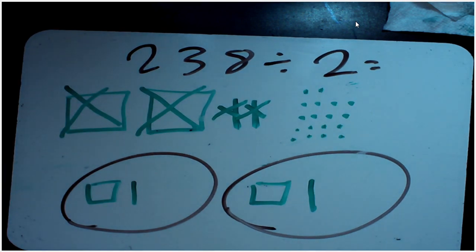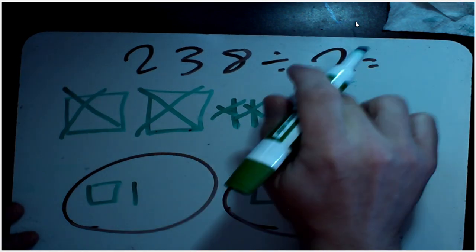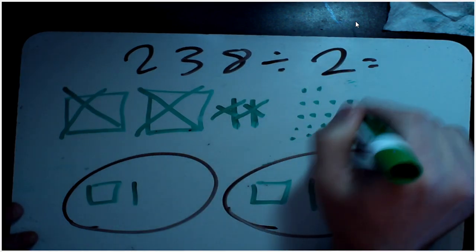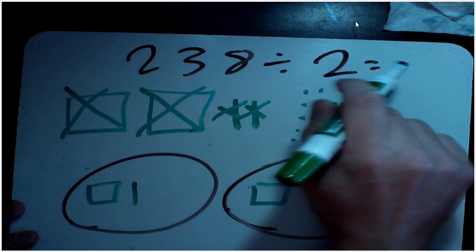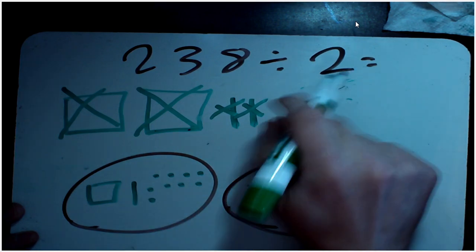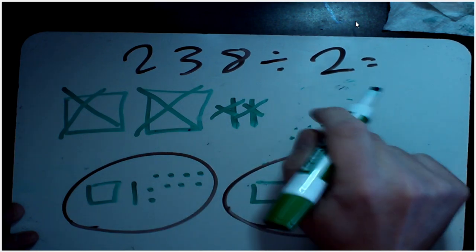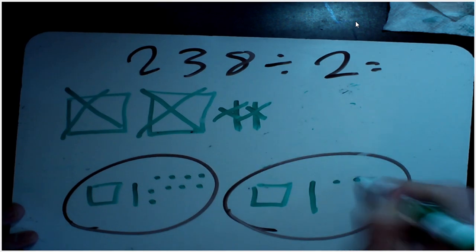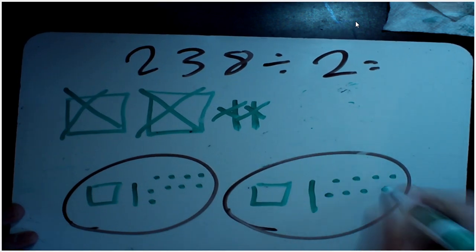Well, I'm a pretty smart guy, and I know mentally that if there's 18, 9 times 2 is 18. So I could put 9 in each one, right? So I would go 1, 2, 3, 4, 5, 6, 7, 8, 9. I'm just going to erase for now. 1, 2, 3, 4, 5, 6, 7, 8, 9 in each group.